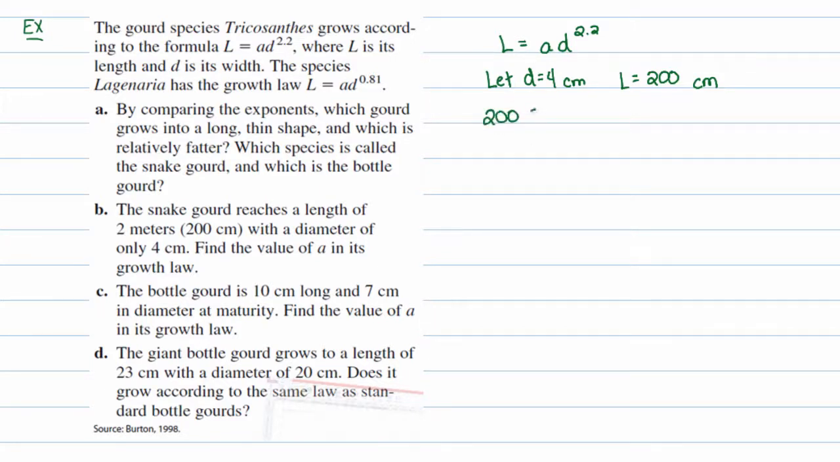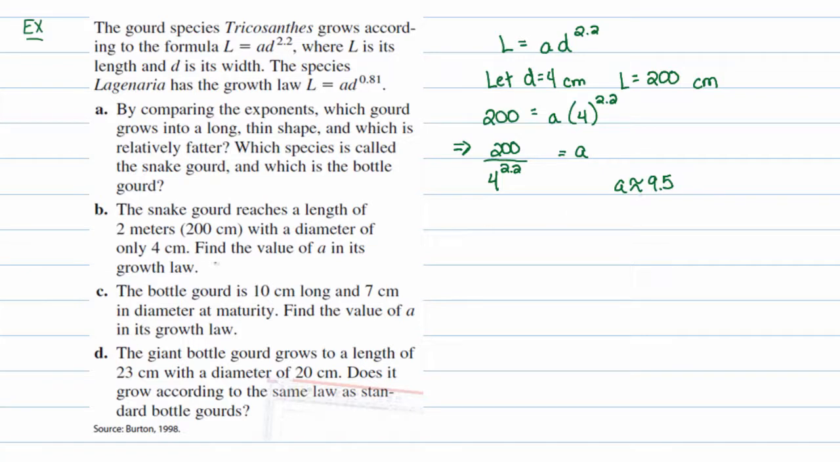L is 200, so 200 equals A times D, which is 4 to the 2.2 power. And you see in this equation now, I only have one unknown, that's A. So A is equal to 200 divided by 4 to the 2.2 power. And now you can grab a calculator and just punch these numbers in really quickly. I have a calculator in front of me right here, so I'll just do it. And I get 9.5 roughly. Okay, so A is roughly 9.5.